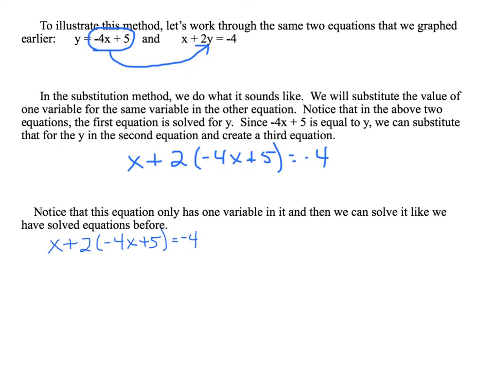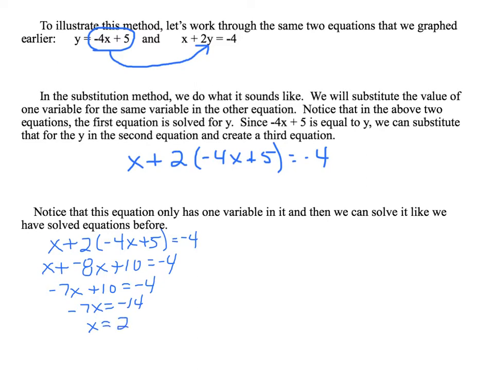So I'm going to go through and solve this. I'll do it fairly quickly, getting the x all by itself on one side. The very first thing I'm going to do is get rid of the parentheses. So I have x plus negative 8x plus 10 is equal to negative 4. Then combining my x's, negative 7x plus 10 is equal to negative 4. Subtracting 10 from both sides, I would have negative 7x is equal to negative 14, which means, dividing both sides by negative 7, x is equal to 2.